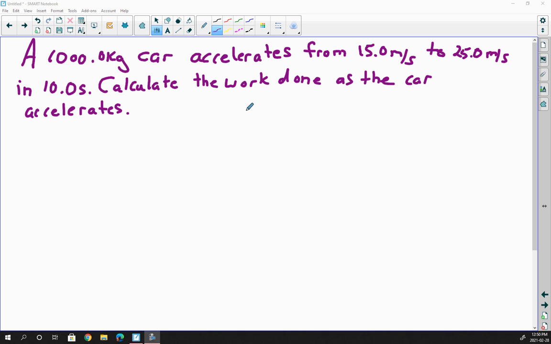So here is an example. I have a 1,000-kilogram car that accelerates from 15 meters per second to 25 meters per second in 10 seconds. Calculate the work done as the car accelerates. So you want to draw a free body diagram of the car. That would be the applied force that the car gets from its wheels as the engine is moving and the tires are moving. There would be the force of gravity, which is also known as the weight.